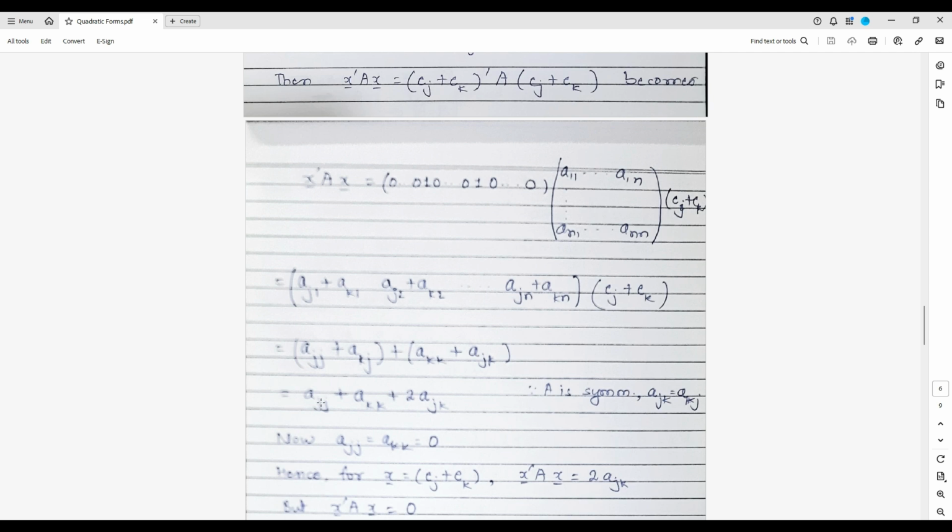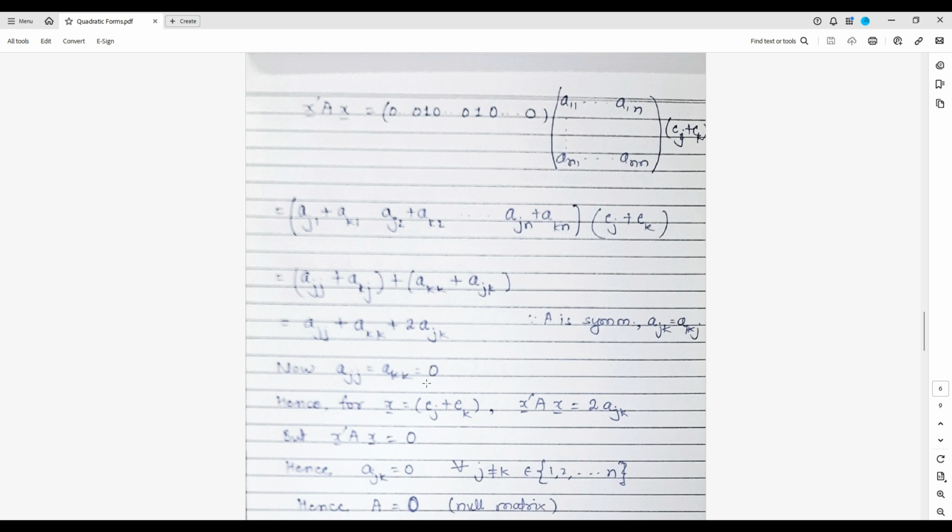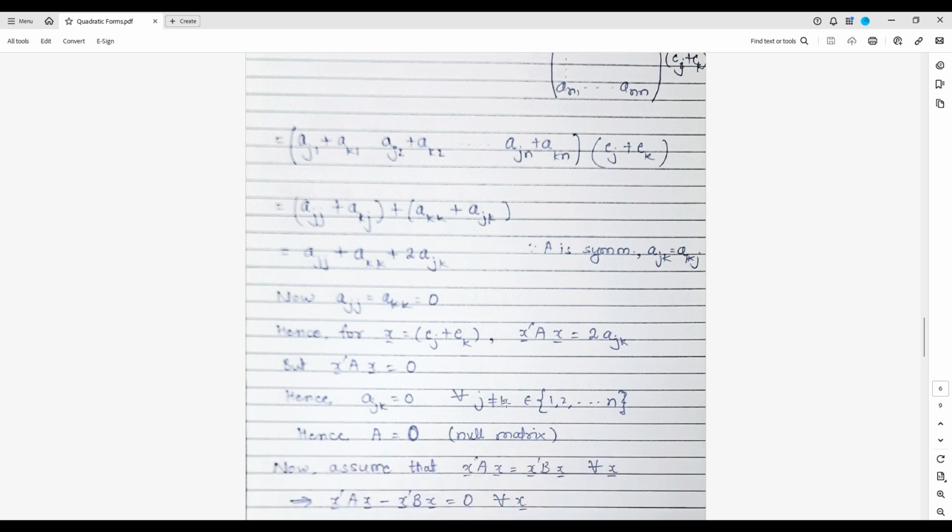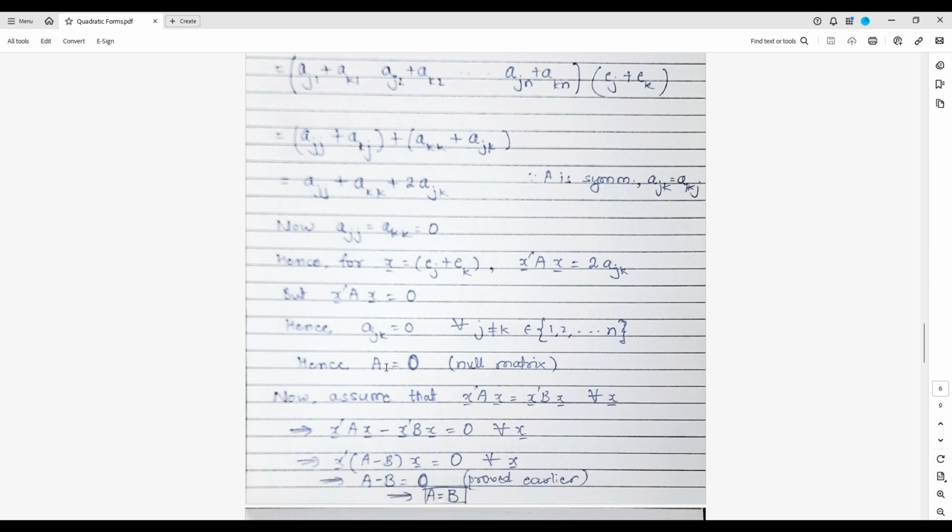But Ajj and Akk we have already shown to be zeros, and so I get 2 times Ajk equal to 0, which will mean that Ajk itself is 0. This is true for every j not equal to k, where j can vary over 1 to n and k also can vary over 1 to n. So we end up showing that all the elements in the matrix A are zeros, which means that the matrix A itself is 0. Now let us move to the second part of the proof.